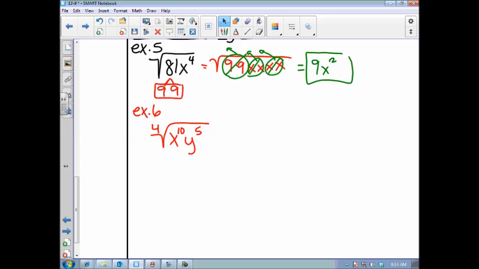Okay, how many x's right there? 10. So we write out 10 x's. And then how many y's? All the way across. So then we look for groups of 4. Pull out. Okay, now you put the 4th group. All the way across. Okay, and then find groups of 4.